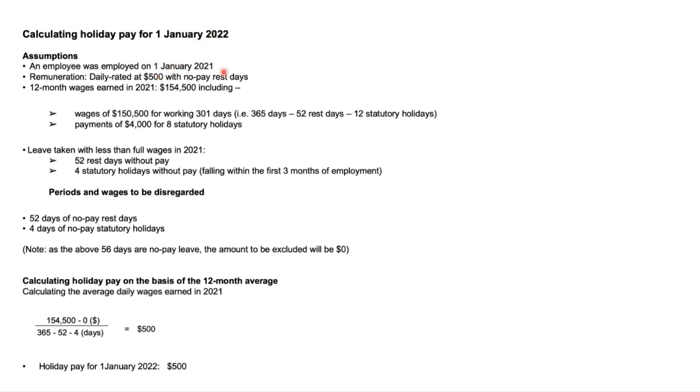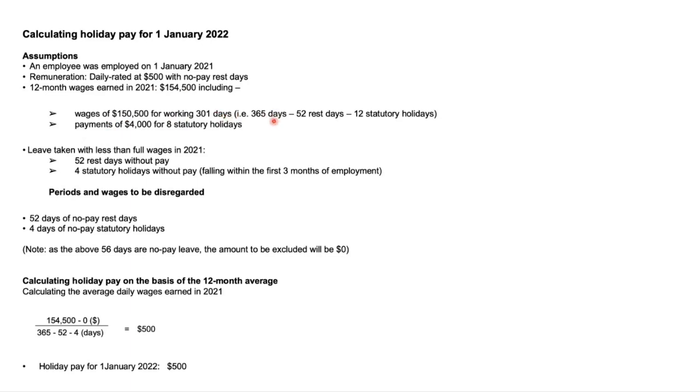So there's 1 day of holiday pay. So an employee was employed on 1st January 2021. This is our assumption. Remuneration, which is the daily rated as $500 with no pay rest day. And the 12 months wage earned in 2021 total was this, which includes two things. Okay, wage of this for working of 301 days.